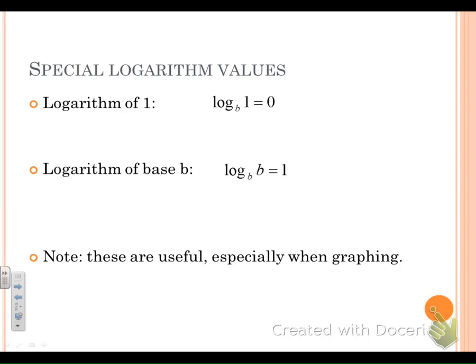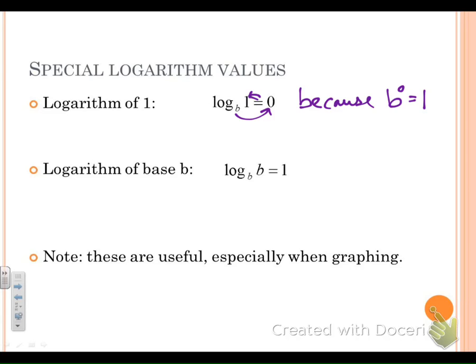Oh, my bad. Special logarithm values. First off, whenever we have the logarithm of 1, so log of any base of 1 is always 0. And it's because of this, well, let's see what it looks like in the other form. Let's actually write this off to the side in our notes. It's because if you take base b to the 0 power, it actually is 1. Anything to the 0 power is 1.